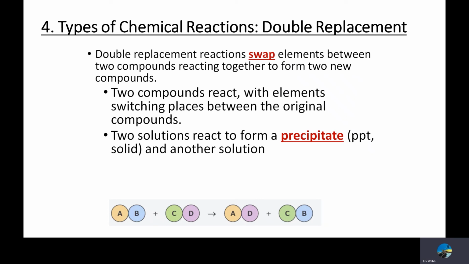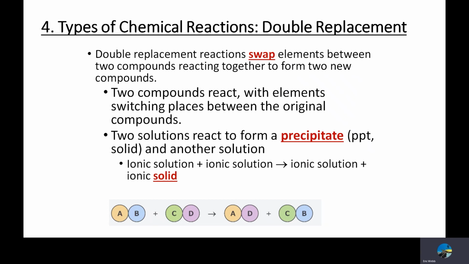So one of those two products cannot stay dissolved in water. It's going to turn into a solid when that compound is formed, and you'll see a solid after that chemical reaction. With these reactions, we start with two ionic solutions as our reactants. Our products will be one ionic solution and one ionic solid.